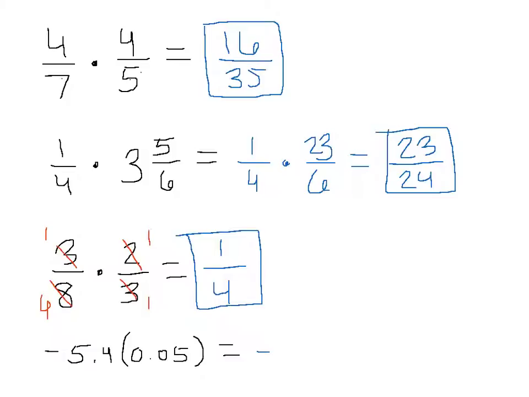Times 0.05. And that answer is going to get me 0.27. But as I said, because one of these numbers is a negative, I know my result is going to be a negative. So this is going to be my final answer.